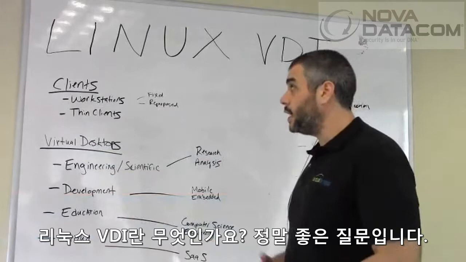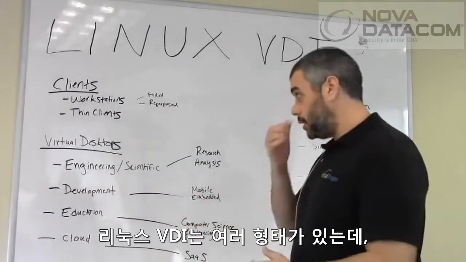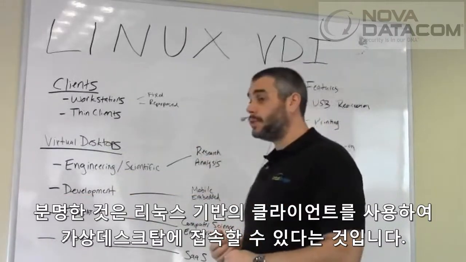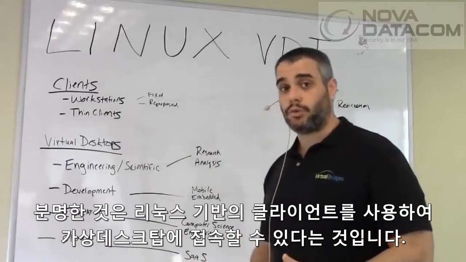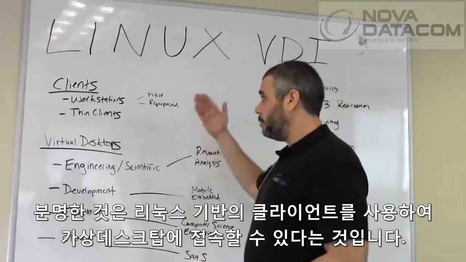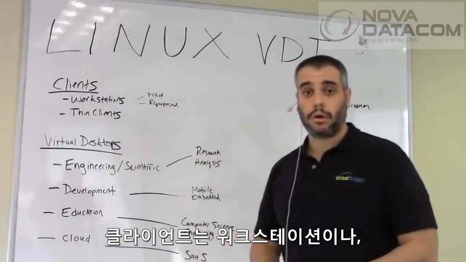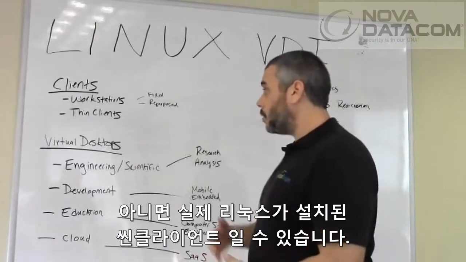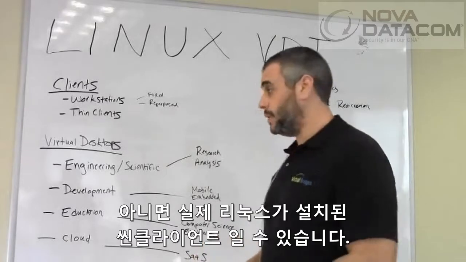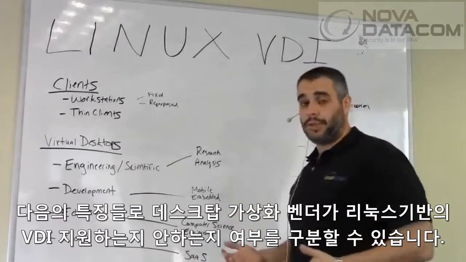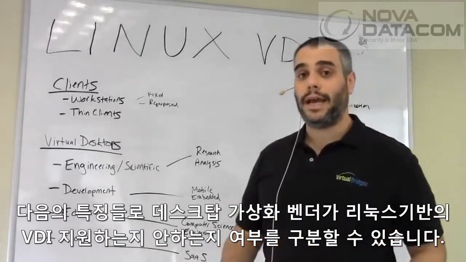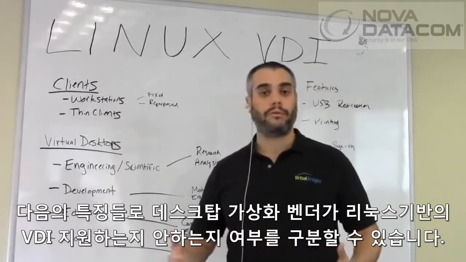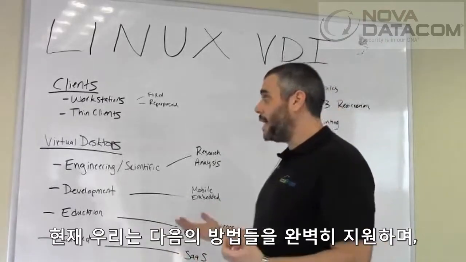What is Linux VDI? Linux VDI is a number of things. The most obvious thing is being able to use Linux-based clients to access remote virtual desktops. That could be workstations that are either fixed or repurposed workstations that are really just turned into thin clients, or even actual thin clients that are Linux-based. And that's where most desktop virtualization vendors kind of draw the line as to what they call support for Linux-based VDI. Now, we take it all the way.